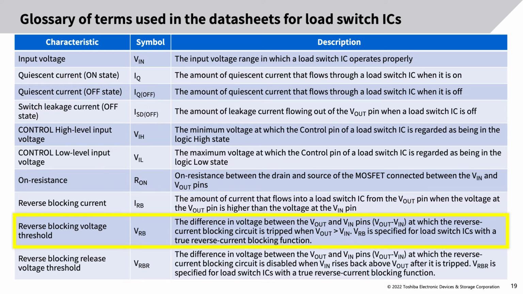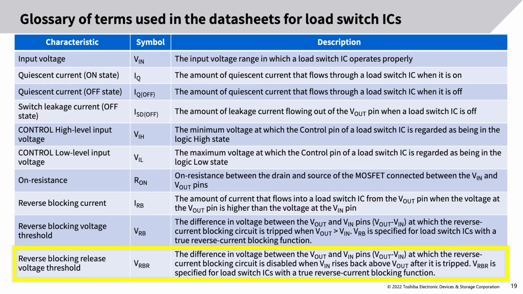Reverse blocking voltage threshold is the difference in voltage between the Vout and Vin pins at which the reverse current blocking circuit is tripped when Vout is more than Vin. VRB is specified for load switch ICs with a true reverse current blocking function. It is represented by VRB.